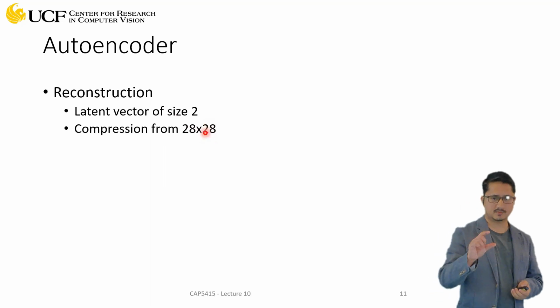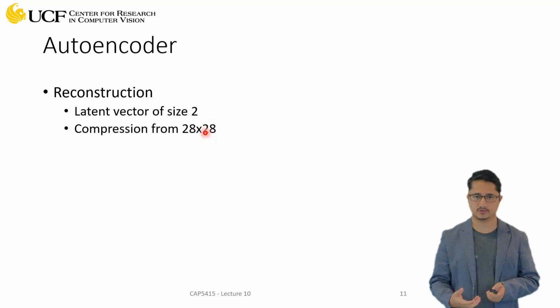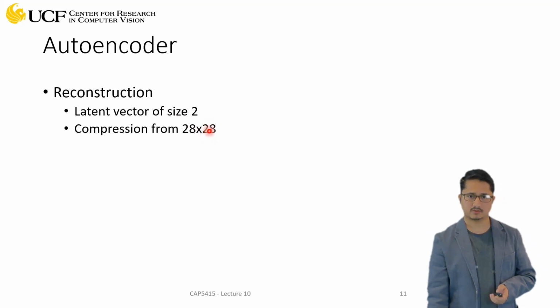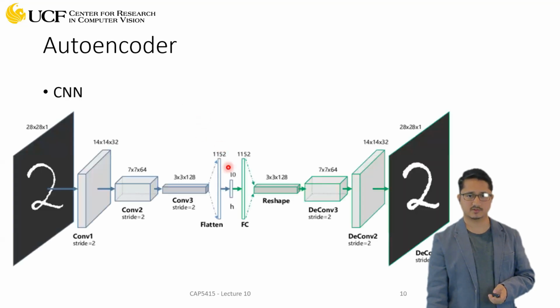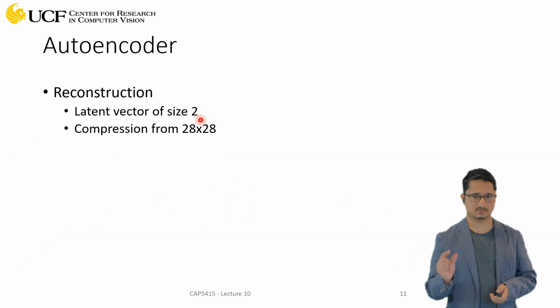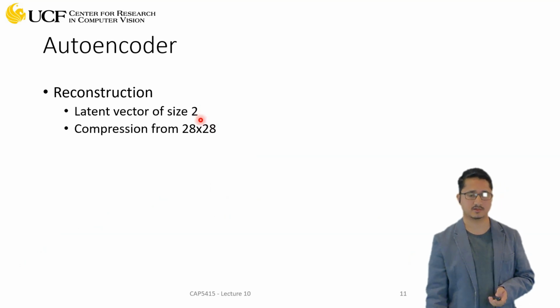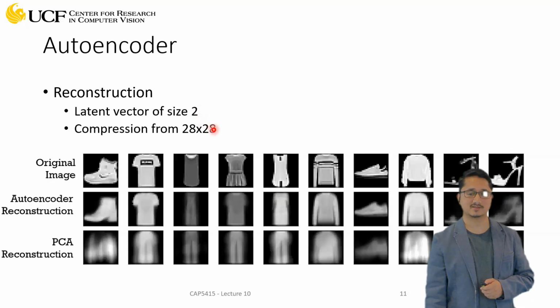And now in this particular example, what we are showing you, we are trying to compress this to just 2 different values. In the previous, we were trying to compress into 10 different values, but instead of 10, we are compressing just to 2 values. Okay, so that's a lot of compression. And now let's see what autoencoder can give you.